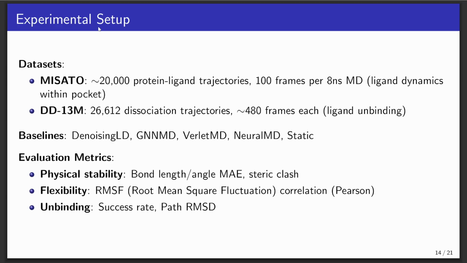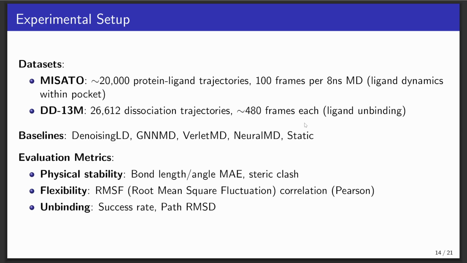Here is the experimental part. This is tested on two datasets. The first is Misato, which contains 20,000 protein-ligand trajectories and 100 frames each per 8 nanosecond MD, which simulates the ligand dynamics within the pocket. And the second is DD13M. It contains 26,000 dissociation trajectories and around 480 frames each, which simulates the ligand binding.